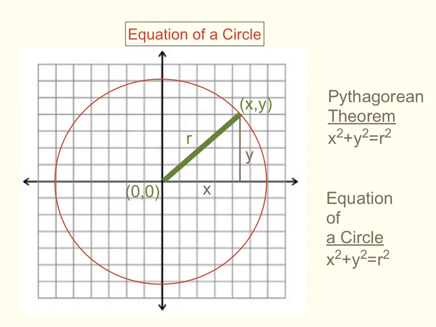And if they told us that the radius was 3, then the equation would be x squared plus y squared equals 9. If they told us the radius was 5, then the equation of the circle would be x squared plus y squared equals 25.